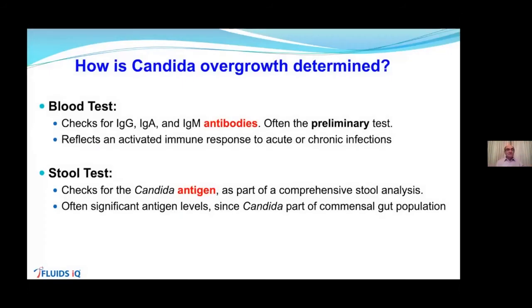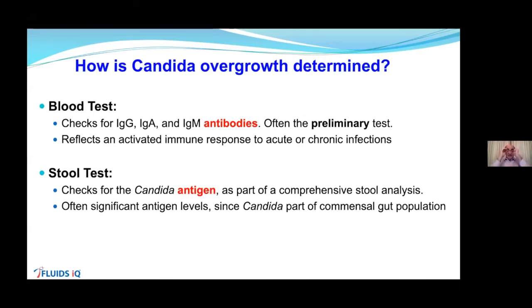against Candida. And the way in which one looks for that is both through blood tests and through stool tests. The blood test is by far the best way to look for it because it checks for the three main antibodies to Candida, IgA, IgG, and IgM. And it is most often the preliminary test that you would want to do because it's able to reflect an activated immune response. And is it acute? Is it a chronic infection? It'll give you that information.